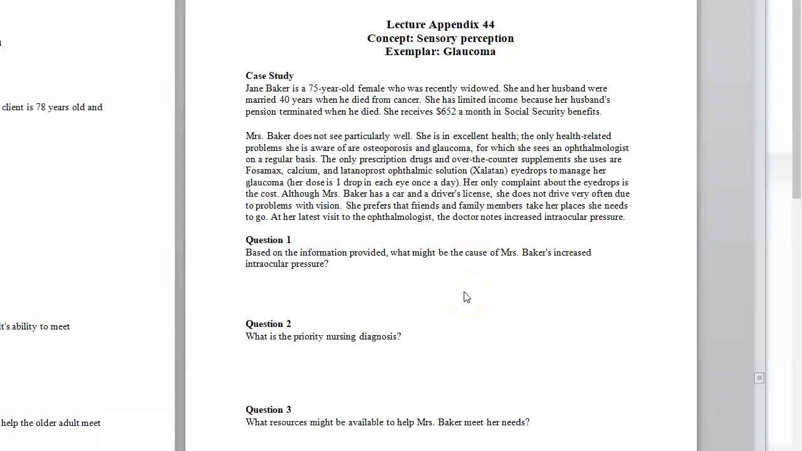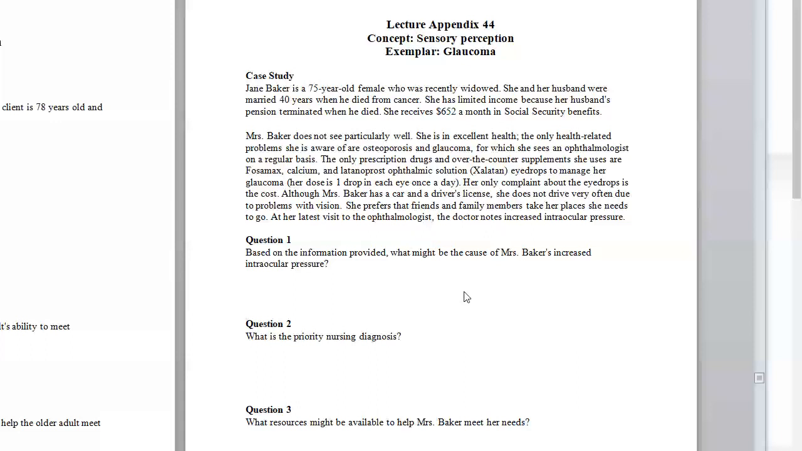her other basic needs as far as food and her utilities, and maybe she has to pay for insurance. Who knows? So it is very expensive. So those could be possibly the reasons why her intraocular pressure has definitely increased.